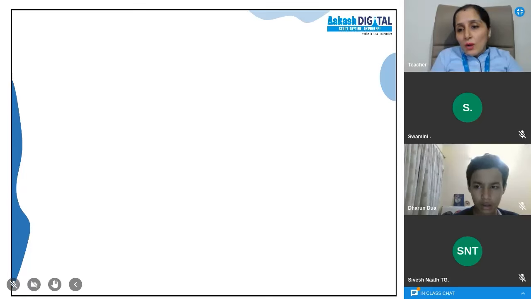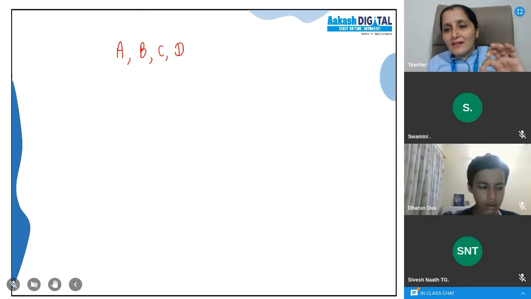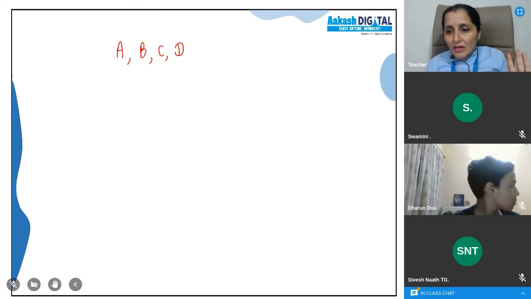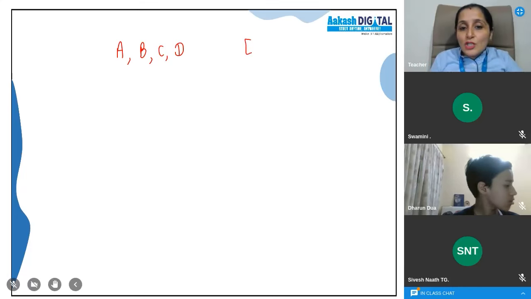As you all know, A, B, C, D. I don't think there is any need of a trick for A, B, C, D. A is 1, B is 2, C is 3, D is 4. That is absolutely clear to everyone. They are the first 4 alphabets. Hai na?